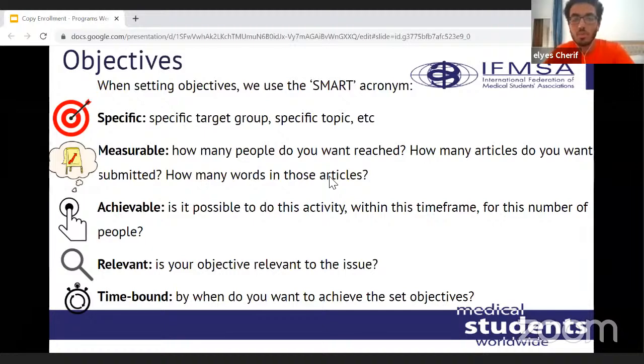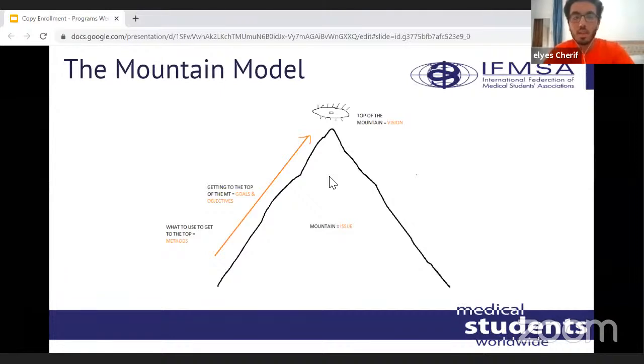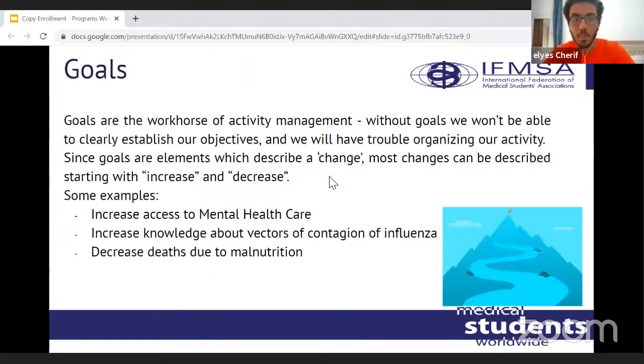Okay, so to get back to the mountain model, as you can see, the goals and objectives are how we are getting to the top of the mountain. I'll give you an example. For example, we can get to the top of the mountain using a parachute out of a plane. We can use a helicopter. We can climb. And so we need some set of steps, which are the goals and objectives that will help us to do that. Okay.